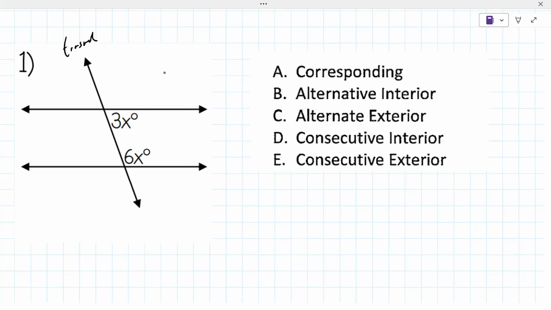Consecutive interior. Yes, sometimes those are called same side. Maybe that's what you guys are using. Yeah, we call them same side. Something like angles on the same side of the transversal. I've only ever heard consecutive or same side, but maybe there are other ways of saying it.